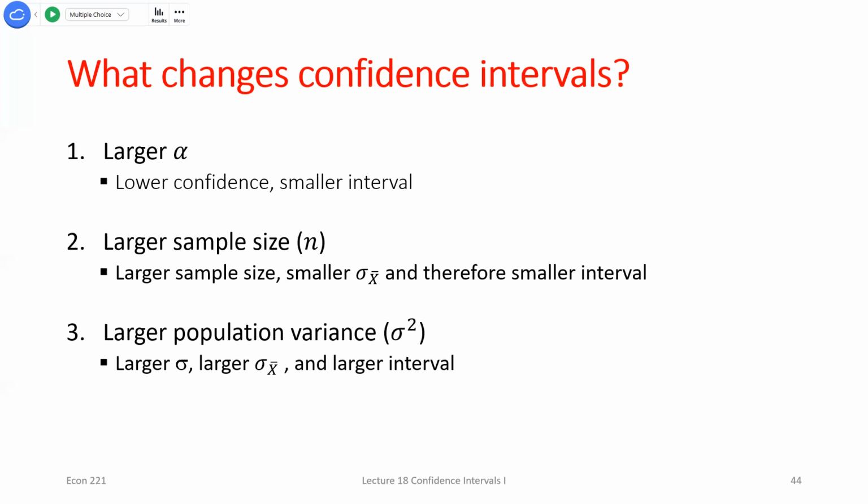And it works in the other direction as well, right? If I want to say things with lower levels of confidence, or if I take smaller sample sizes, everything just flips. So we'll see some of this play out.